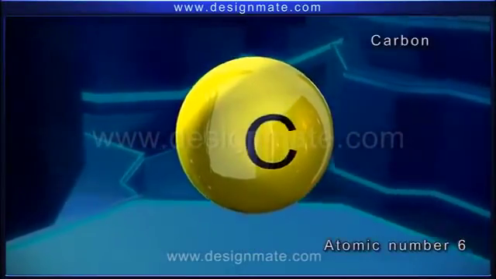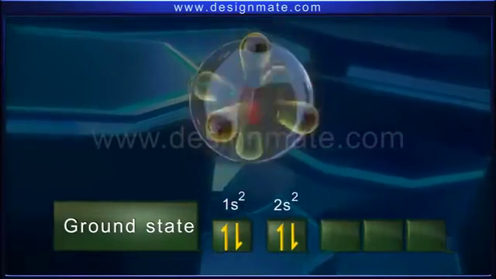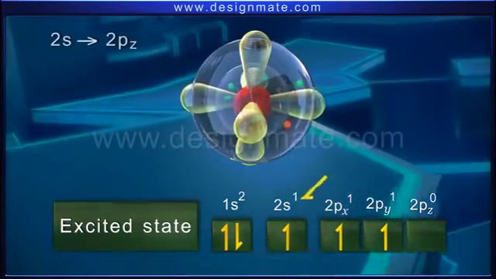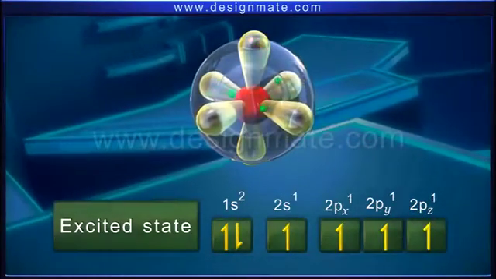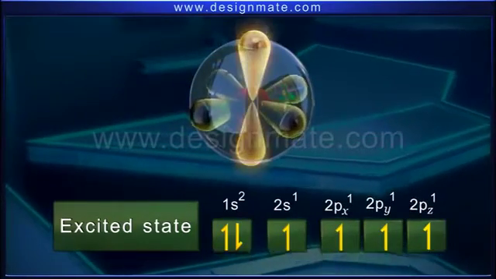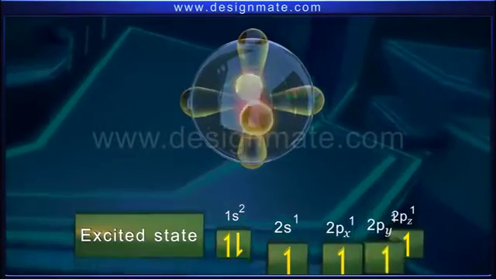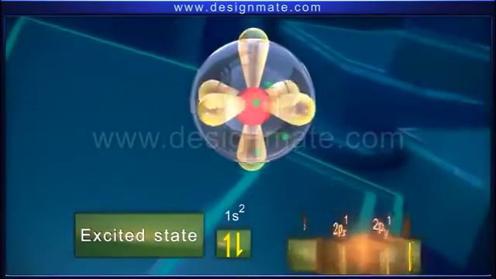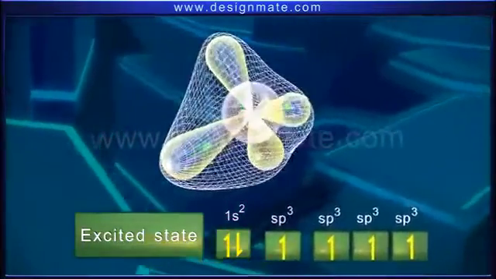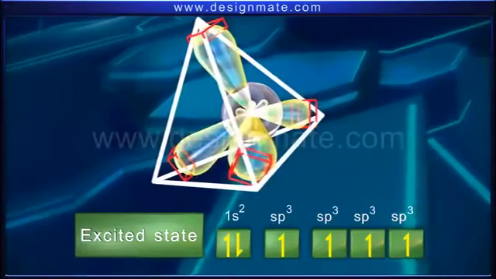Now, consider a carbon atom having atomic number 6 in the ground state. Its electronic configuration is 1s2, 2s2, 2px1, 2py1, 2pz0. On excitation, an electron jumps from the 2s orbital to the 2pz orbital, resulting in an electronic configuration of 1s2, 2s1, 2px1, 2py1, 2pz1. In order to form 4 sigma bonds with other atoms, the 2s, 2px, 2py, and 2pz orbitals of this atom intermix. This process of intermixing of atomic orbitals is called hybridization. As a result, 4 equivalent orbitals called sp3 hybrid orbitals directed along the 4 corners of a regular tetrahedron are formed.